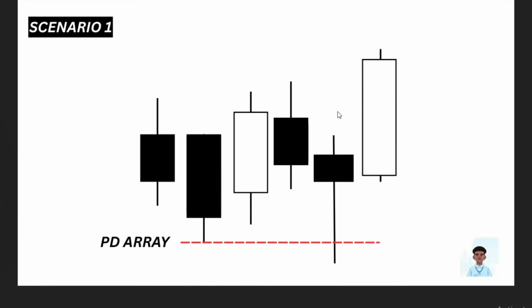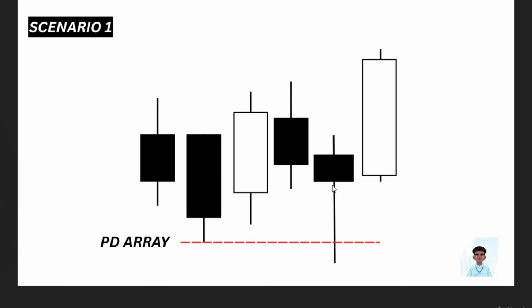Welcome to the second chapter of this video. So in this video, I'm going to explain what a perfect candle 2 closure is and what an imperfect candle 2 closure is. And when you get an imperfect candle 2 closure, what you are supposed to do. So in this scenario, as I always say, we want our model to be supported by a PDRA. And this PDRA can be internal range liquidity or external range liquidity.